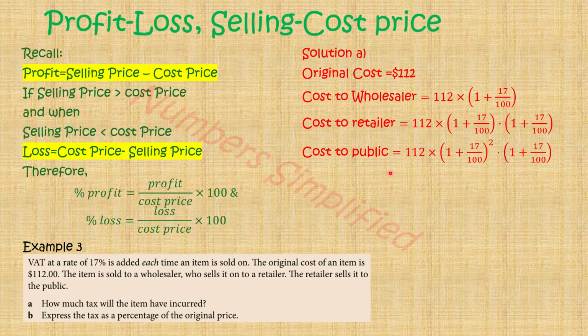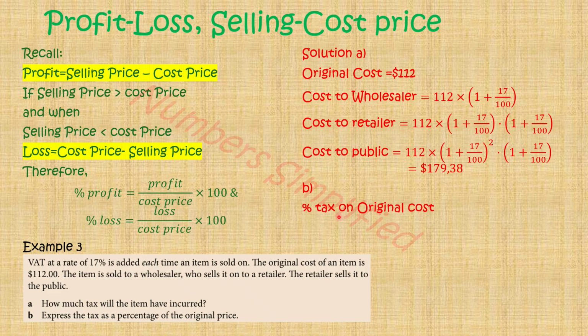So meaning that we are going to end up having 112 times 1 plus 17 over 100 raised to the power 3. These are indices, and I encourage you to check out our video on indices and the laws of indices if this all doesn't make much sense. Right, so calculating that, we are going to get $179.38.